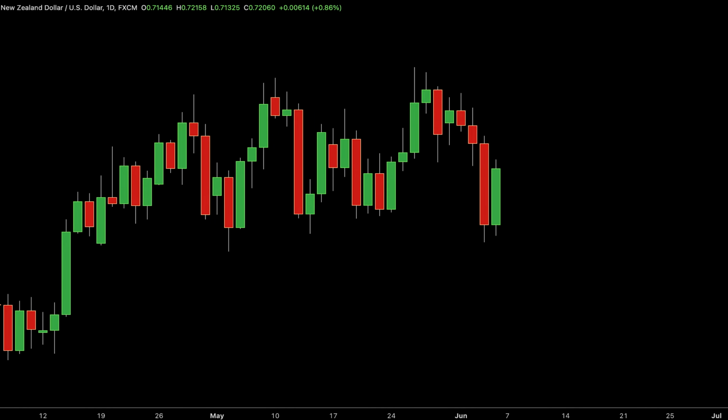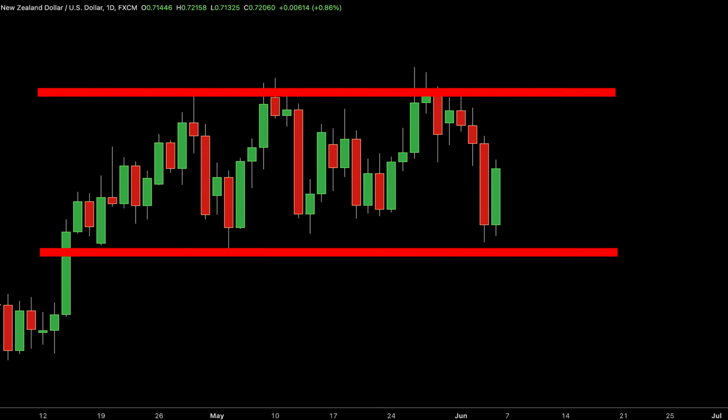Ranging market conditions. This market moves sideways, oscillating between significant support and resistance levels. In this situation, buyers and sellers are evenly matched, and the best trading decisions should be made from these boundaries, either from support or resistance levels.